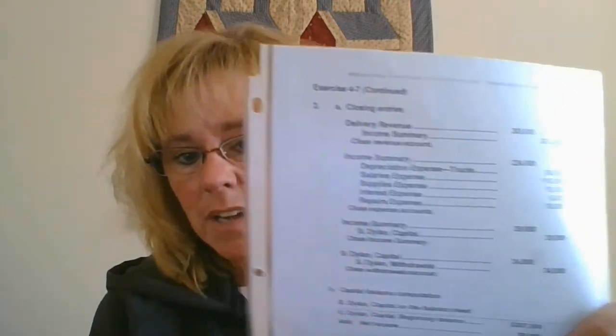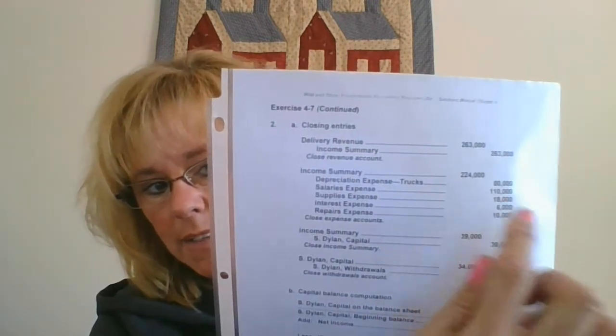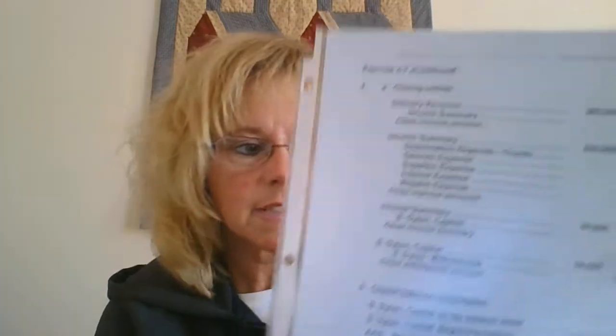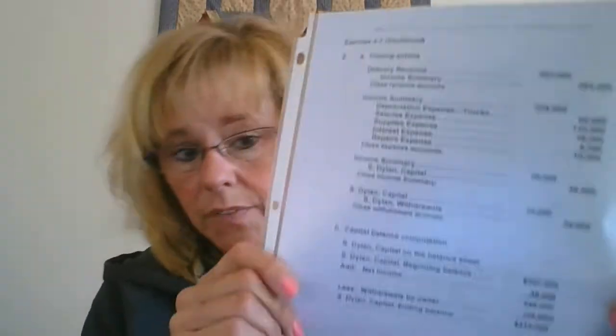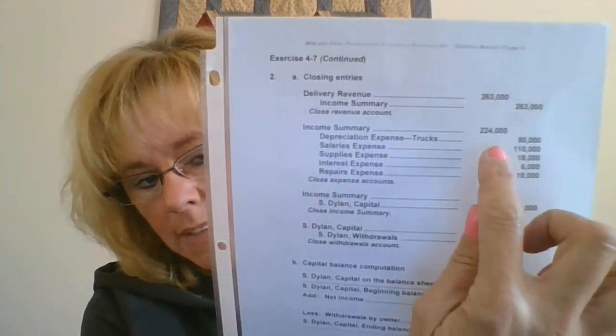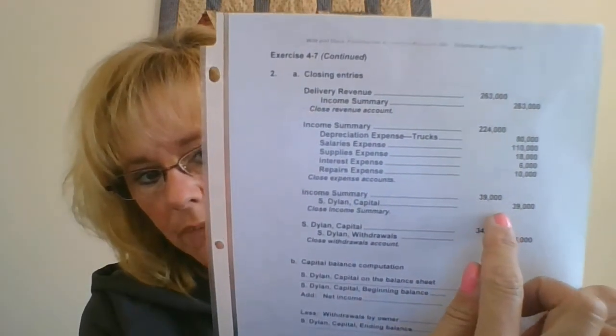All of our expenses are normally debit balances. So to close them, we're going to list them as credits, total that up, and that's our income summary to help balance out the debits and credits. Remember, if you do not have the profit, you take revenue minus expenses, and that will give you the profit.